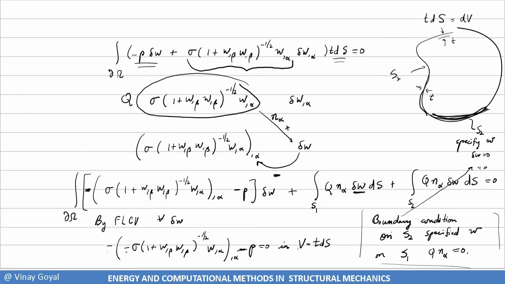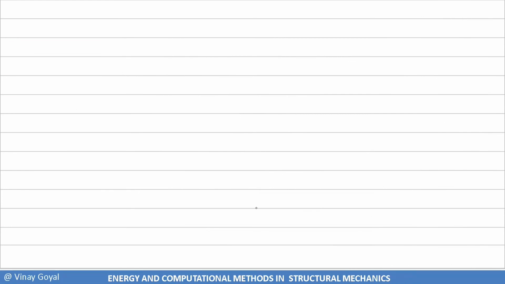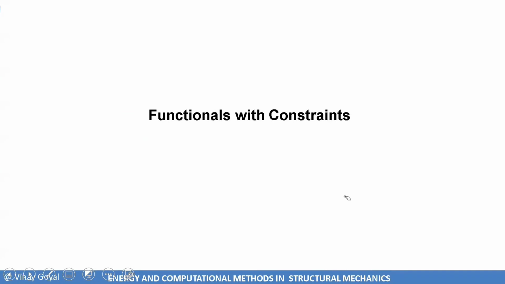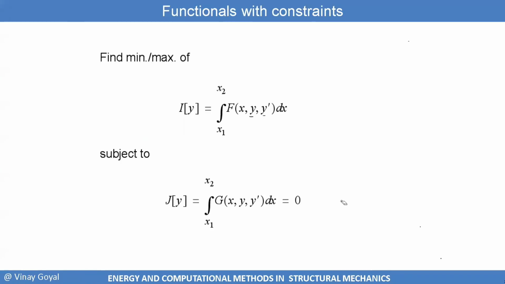So I did make a mistake, so this minus doesn't go there. Let me remove that. So let's cover functionals with constraints. I'm given a functional I, which depends on y, a function of y, and is subjected to this constraint J. So what I want to do is augment and develop a new functional, I star, which is going to be equal to I plus lambda J. And lambda is a multiplier, and it could be looked at as a Lagrange multiplier.